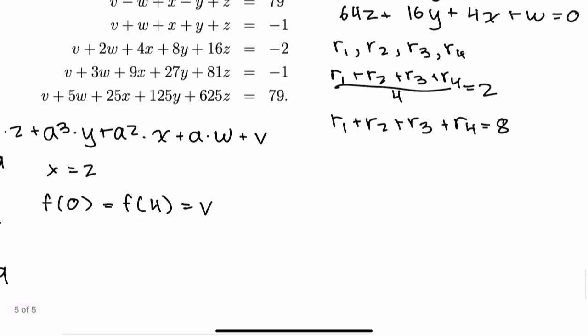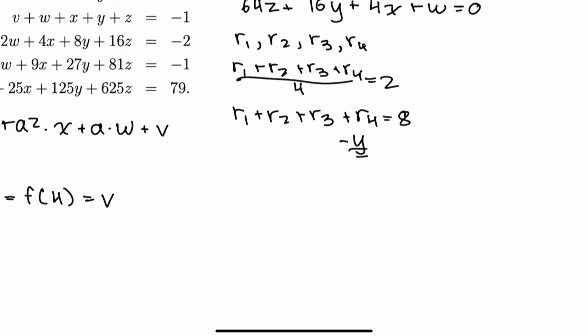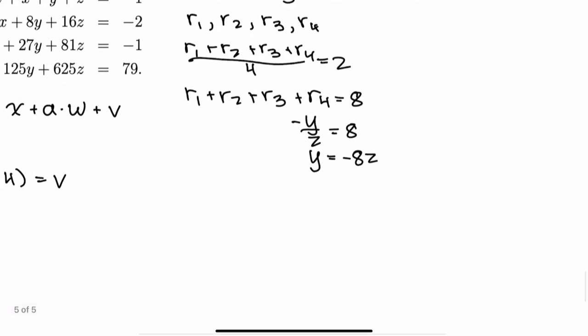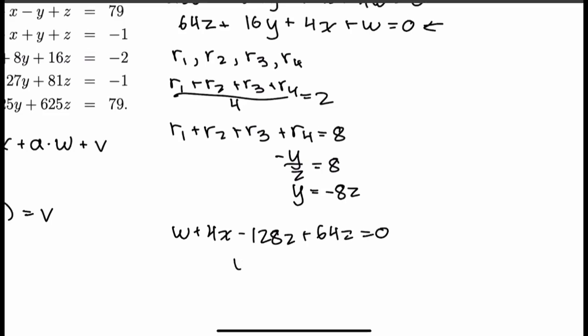But by Vieta's formulas, we also know that negative y over z equals 8, so that gives us y equals negative 8z. And if we substitute this back into this equation, then we get that w plus 4x plus minus 128z plus 64z equals 0. So that means w plus 4x minus 64z equals 0.